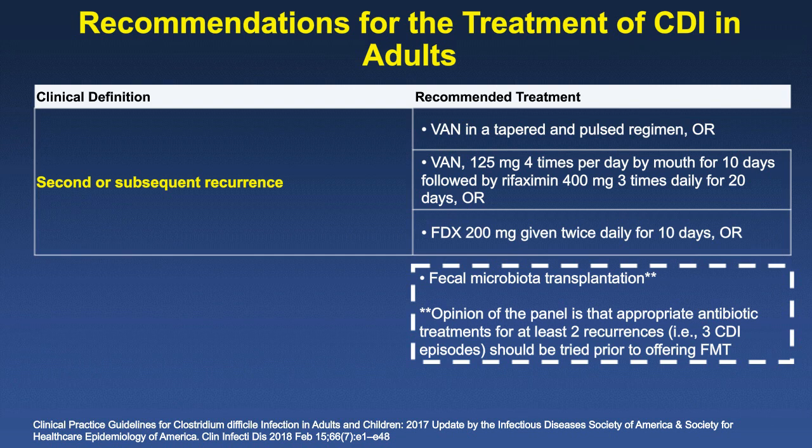I also call your attention to one of the other hot topics, and that is the fecal transplantation. And it's important. It is noted in the guidance, and I highlight for you that this is the opinion of the panel that appropriate treatments for at least 2 recurrences, so this is 3 cases of CDI, should be attempted prior to offering transplantation of fecal material. So again, this is the guidance from the expert consensus. I suspect many of you have some different ideas about the right patient for that.